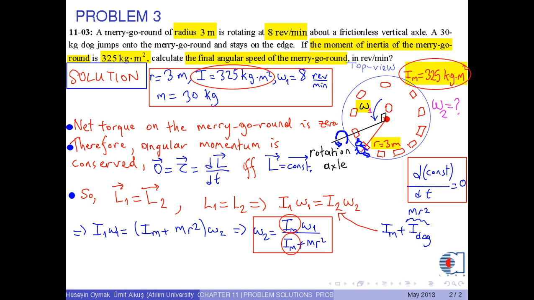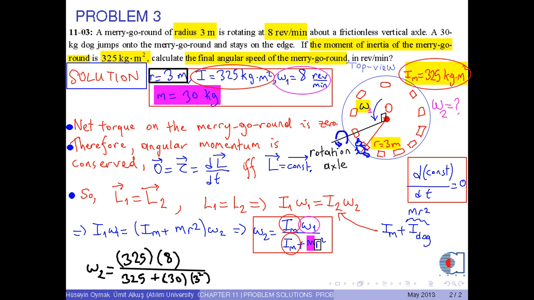Now we insert the numerical figures into this equation. Then we finally calculate the final angular speed as approximately 4.37 revolutions per minute.